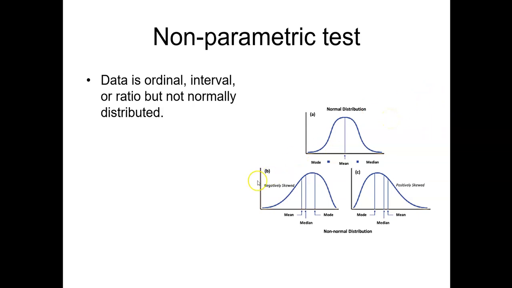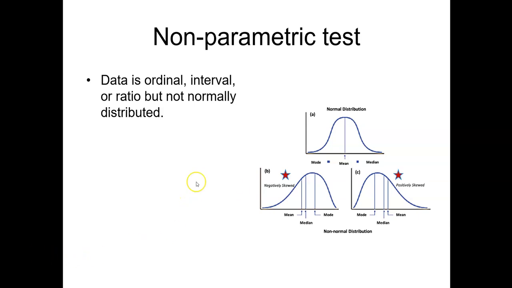And if I look at the B figure, you see the data is left skewed, that is negatively skewed, and on C that is positively skewed, that is right skewed. So this type of data where the mean, median, mode are not falling in the same line is a non-normal distribution or a non-parametric data. So on these type of data, that is B and C, we are going to use the non-parametric test.